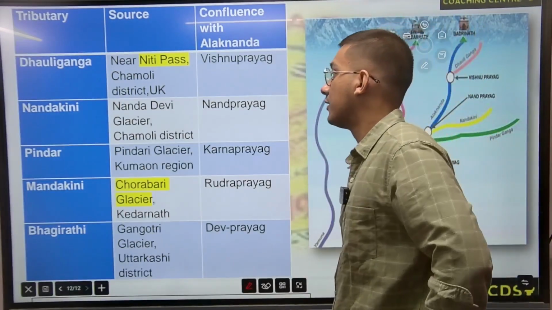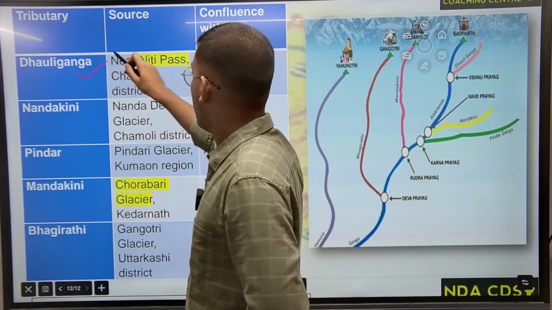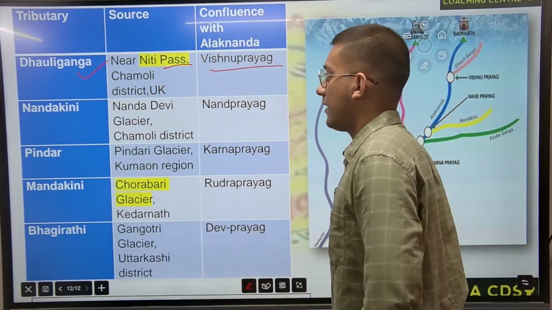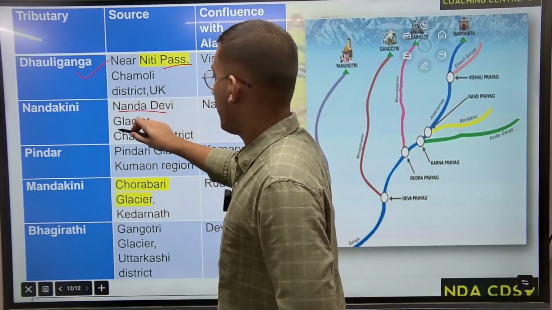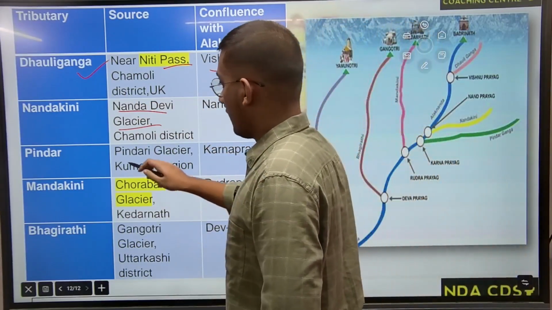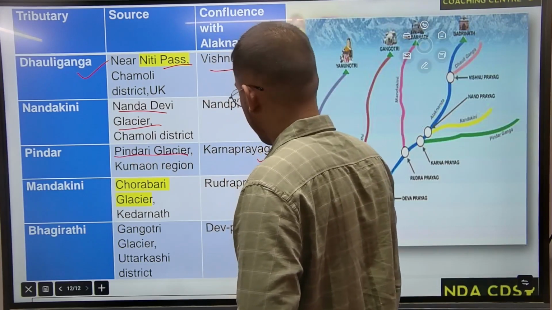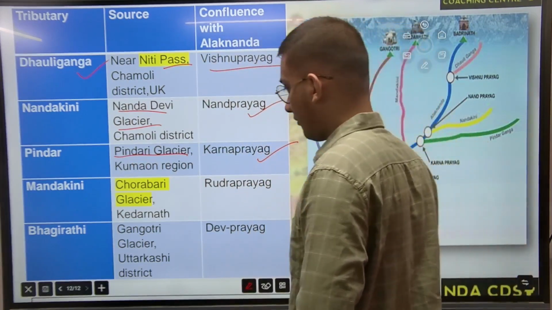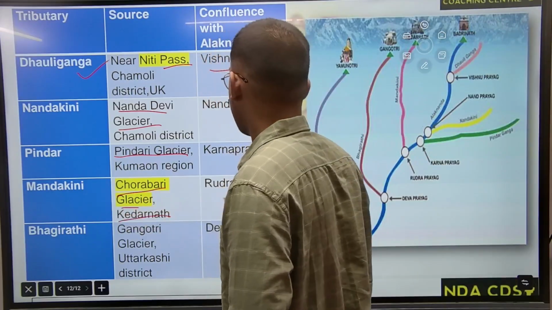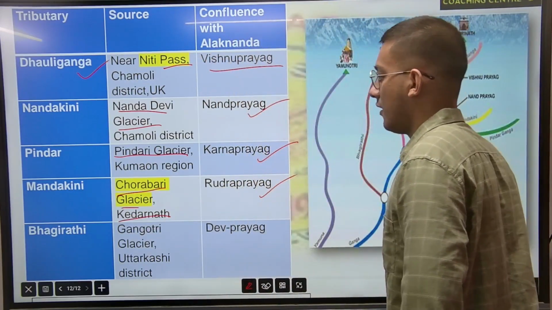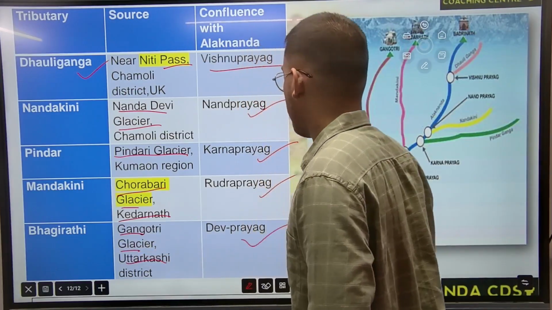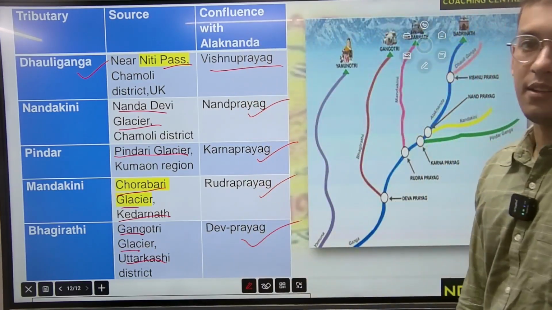Let us revise. Tributary is Dholi Ganga, source is Niti, meets at Vishnuprayag. Nandakini starts at Nanda Devi Glacier, meets at Nandaprayag. Pindar starts at Pindari Glacier, meets at Karnaprayag. Mandakini starts at Chorabari Glacier in Kedarnath, meets at Rudraprayag. Bhagirathi starts at Gangotri Glacier, Uttarkashi, meets at Devprayag.